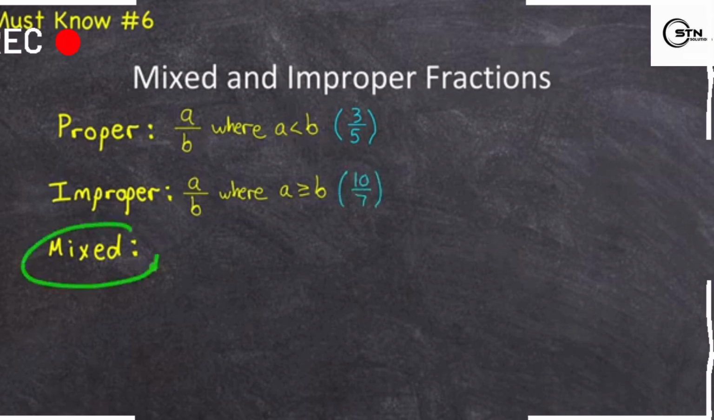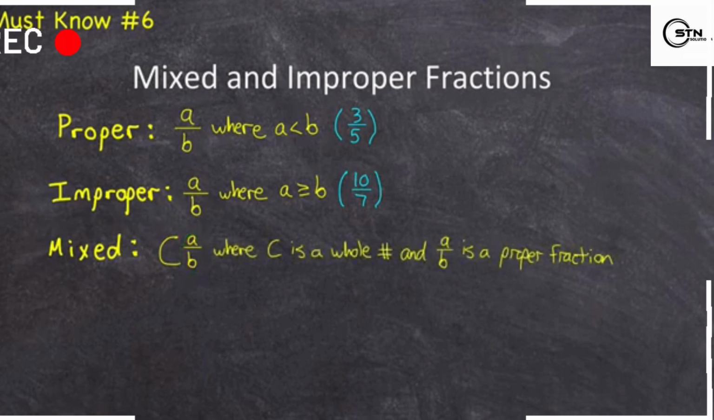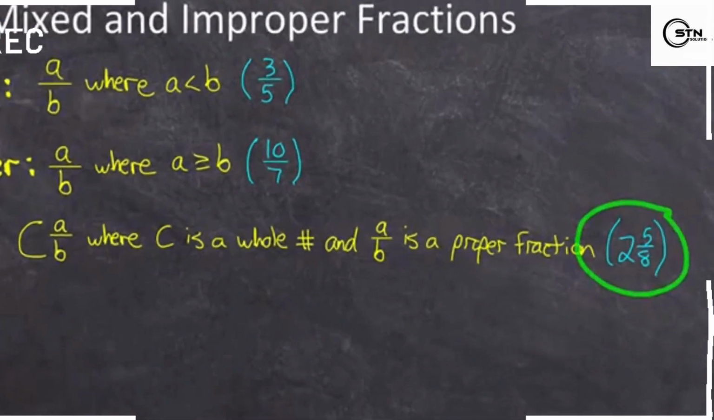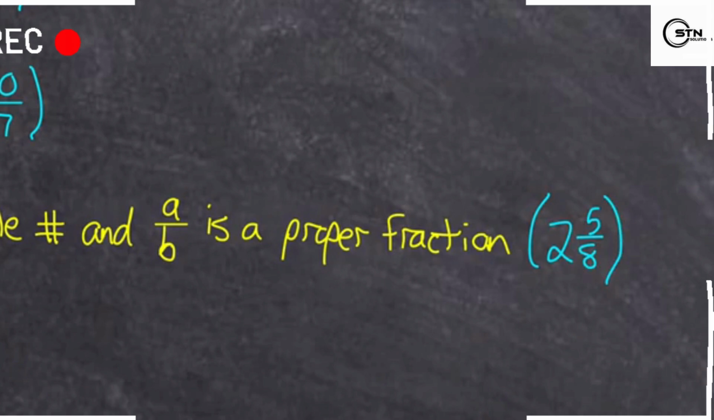And then a mixed fraction looks like this format, where we have some whole number c, and beside it a proper fraction a over b. An example of a mixed number could be the number 2 and 5/8. It's also worth noting that in this notation, this is not 2 times 5/8. It's actually 2 and 5/8, or a better way of putting it is 2 plus 5/8.